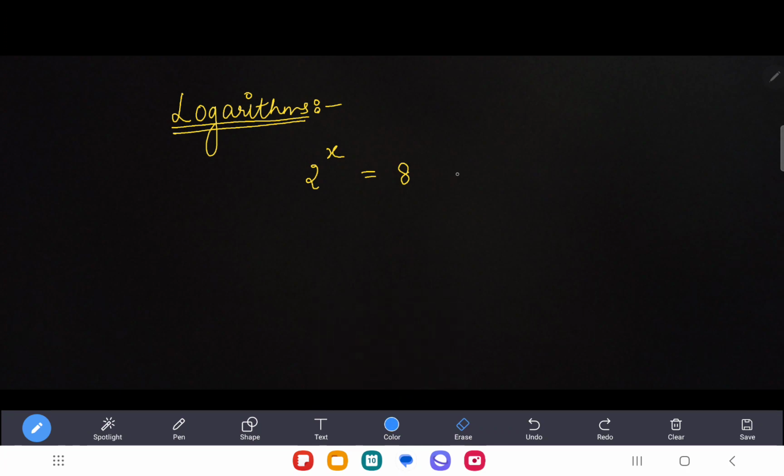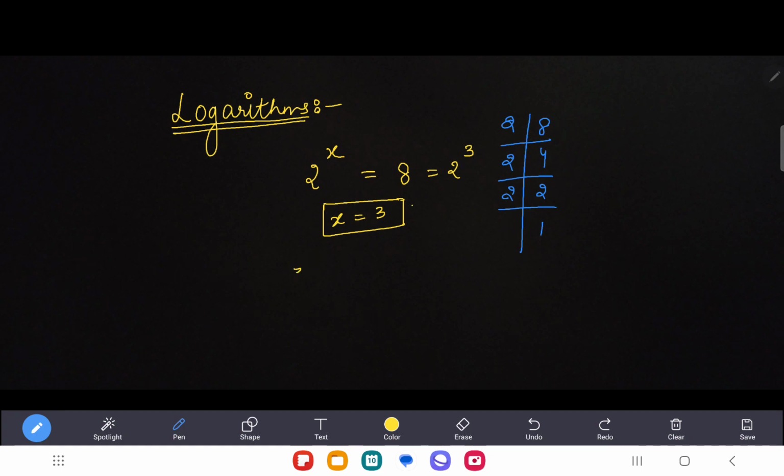So you factorize 8: 2 times 4 is 8, 2 times 2 is 4, and 2 times 1 is 2. So you have 2 cubed, and thereby you say that x is equal to 3. Yes or no? Similarly, not just 2 raised to a power, any base: 3 raised to power x gives me 81. You have to find out what power x should give me 81.